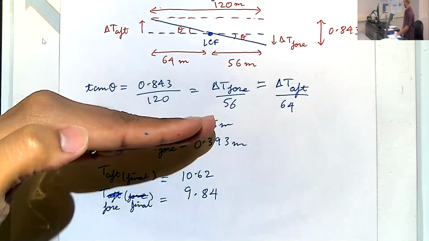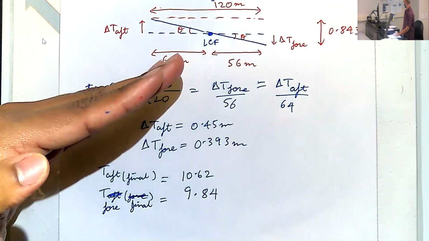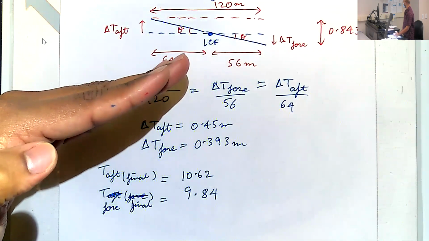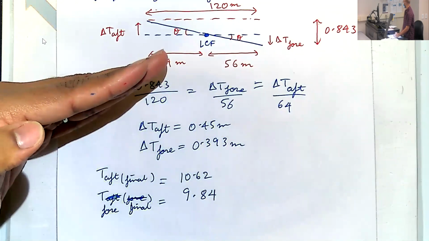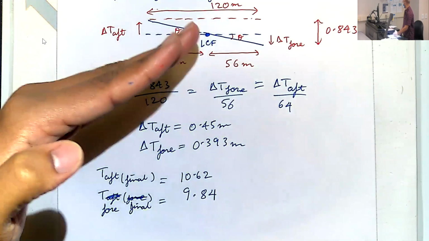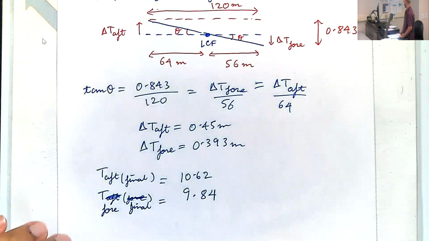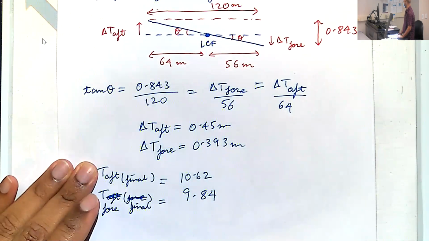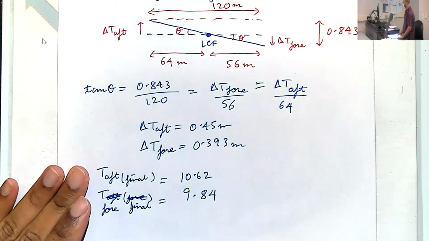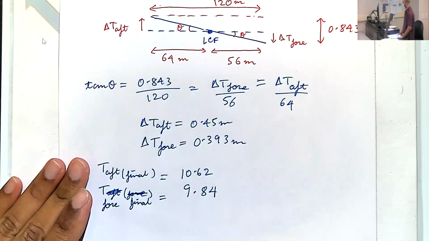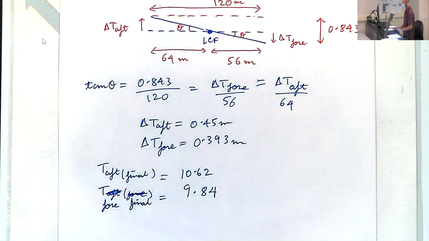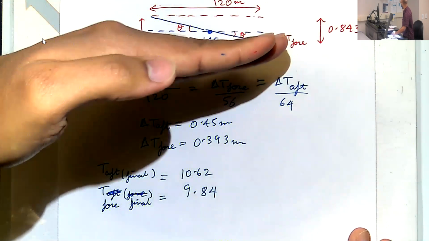Think about this. It's pitching nose up, right? When nose up, meaning the aft part is riding lower in the water. So does that make sense? Tom, why would it increase?